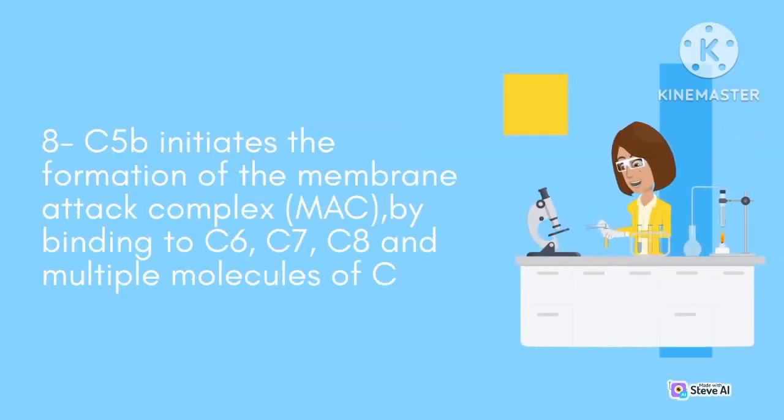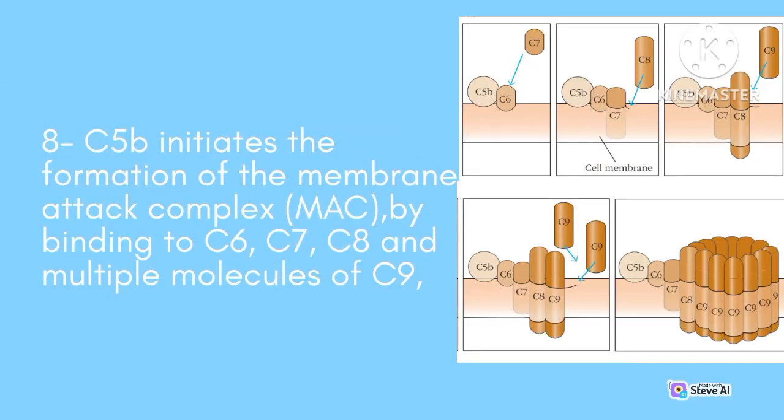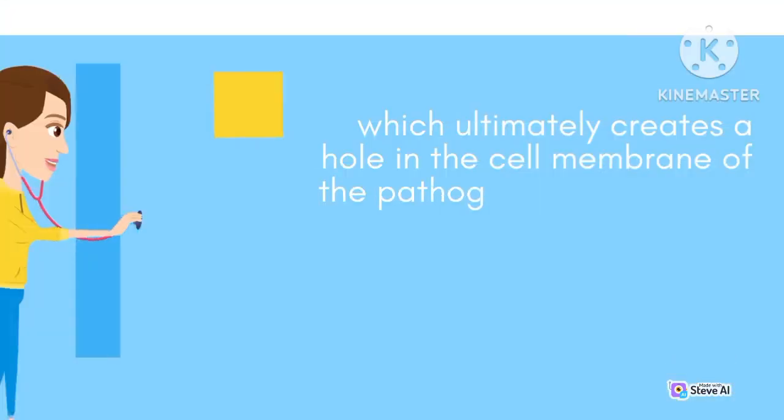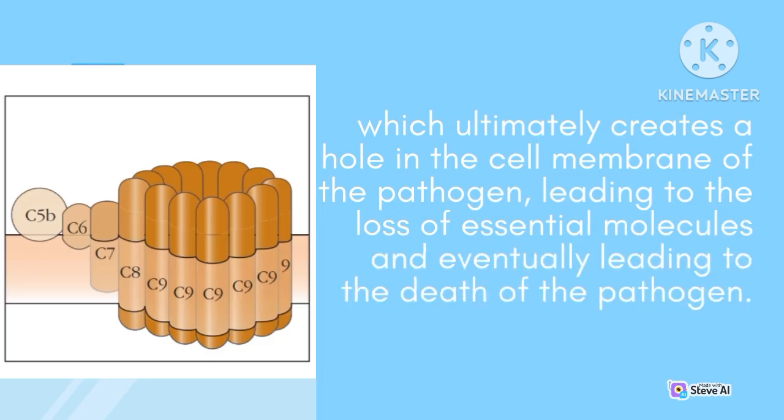8. C5b initiates the formation of the membrane attack complex, MAC, by binding to C6, C7, C8 and multiple molecules of C9, which ultimately creates a hole in the cell membrane of the pathogen, leading to the loss of essential molecules and eventually leading to the death of the pathogen.